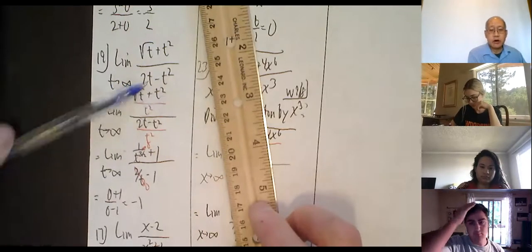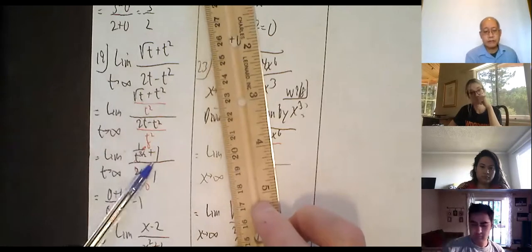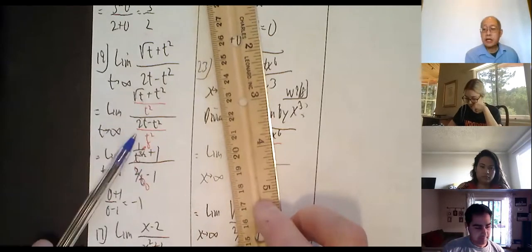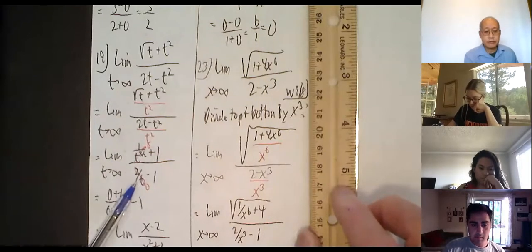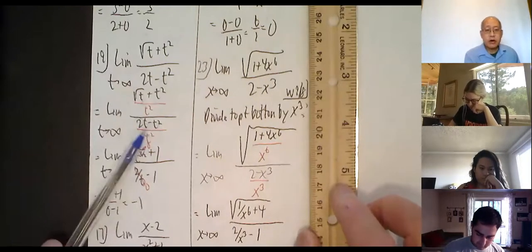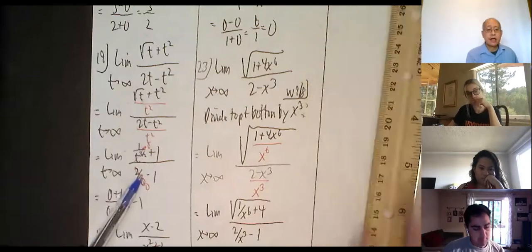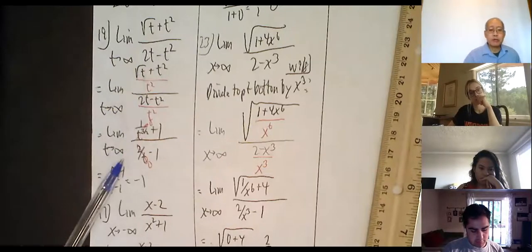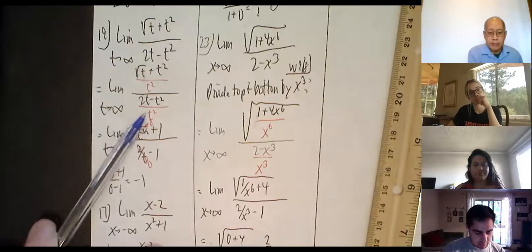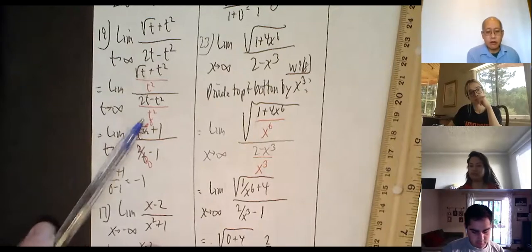What's t squared over t squared? 1. 2t over t squared, that's 2 over t. Negative t squared divided by positive t squared, negative 1. And here's the big thing again. That and that both approach 0. So when it looks like I'm crossing it off with an arrow, it means they're going to 0.